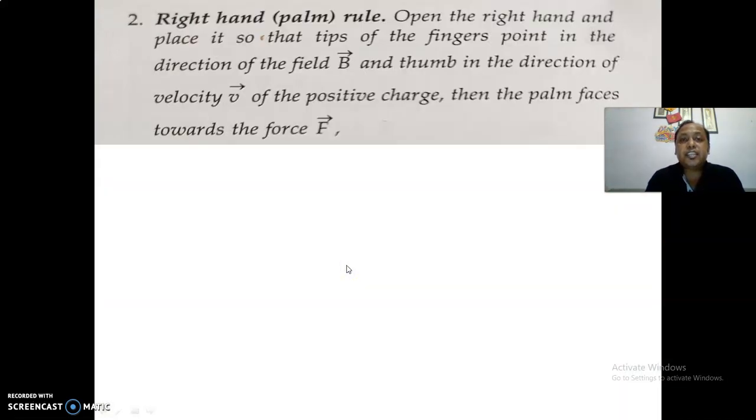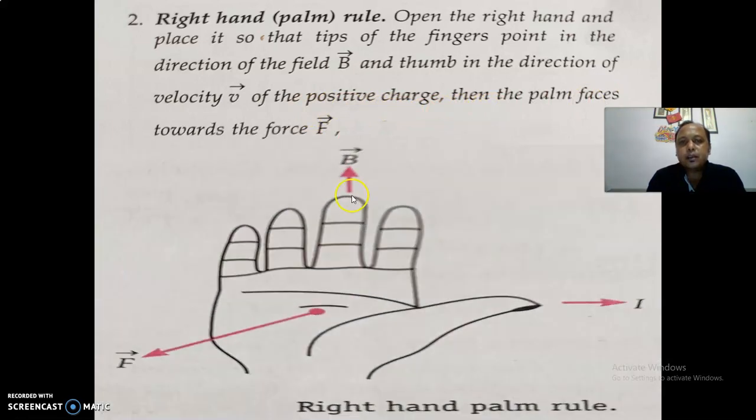Now the next and another very simple rule which we are going to discuss here is the right hand palm rule. So this is your right hand. What does the right hand palm rule say? Open the right hand and place it so that the tips of the fingers point in the direction of the magnetic field, the thumb in the direction of velocity v of the positive charge, then the palm faces towards the force. The fingers are along the magnetic field, the velocity of the positive charge or the current is along the thumb, then the direction in which the palm faces represents the direction of force.